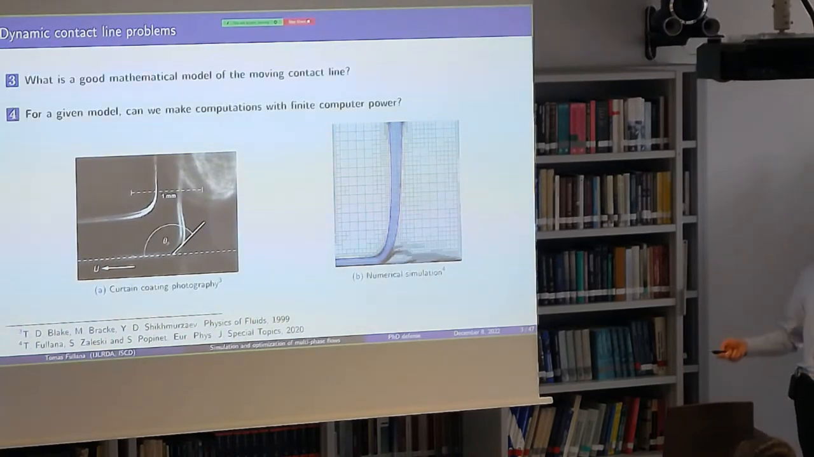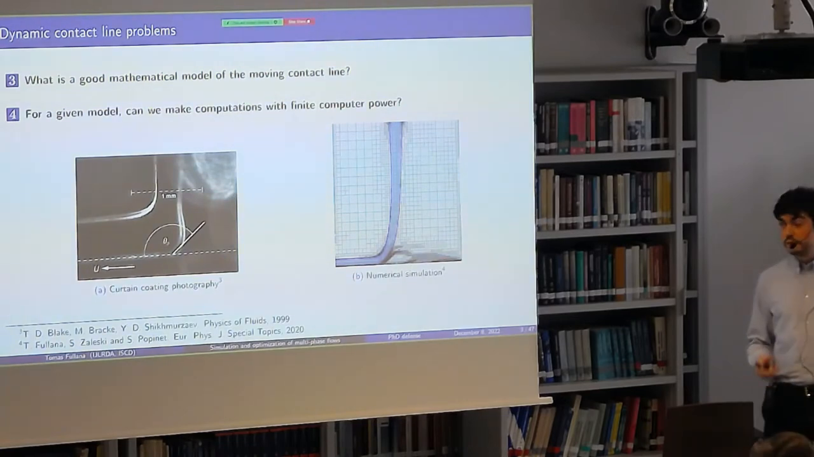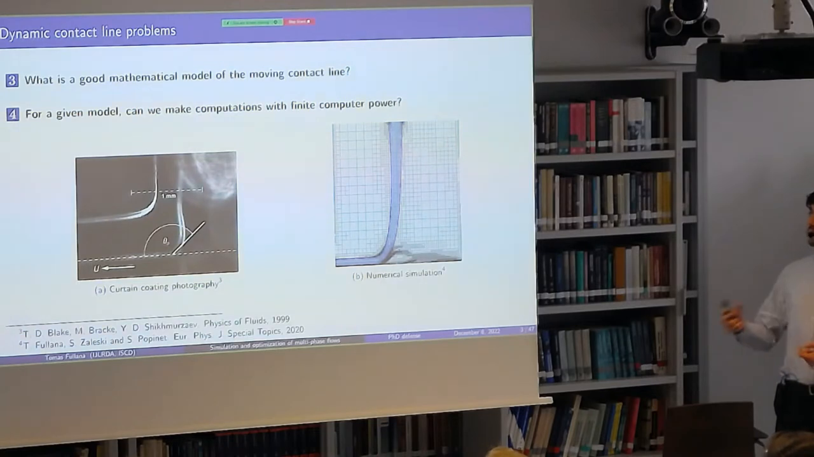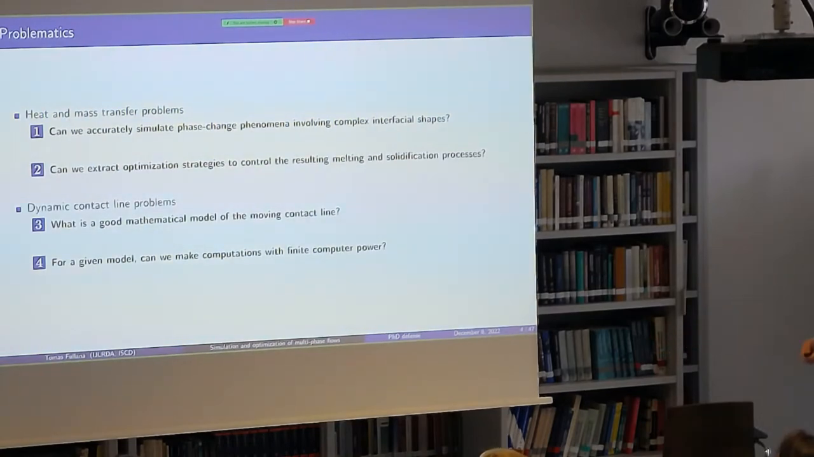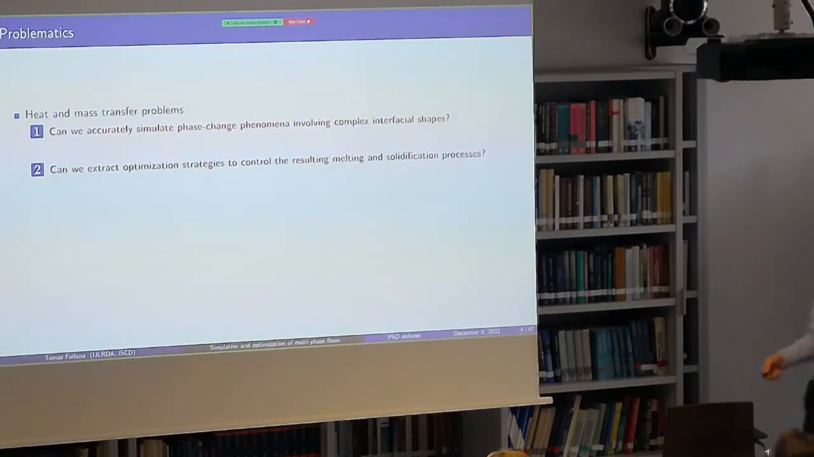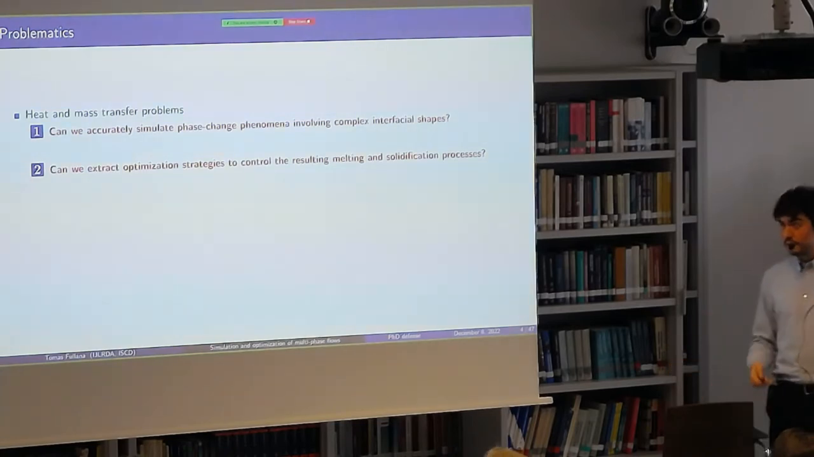So the questions we address here were, can we find a good mathematical model for dynamic contact lines? And given this supposedly good mathematical model, can we make computations with finite computer power? So if we recast these four questions, this is basically what guided my work during this PhD. For this talk, I'm only going to focus on the first one, which is heat and mass transfer problems. And of course, I'm open to questions on the second part.